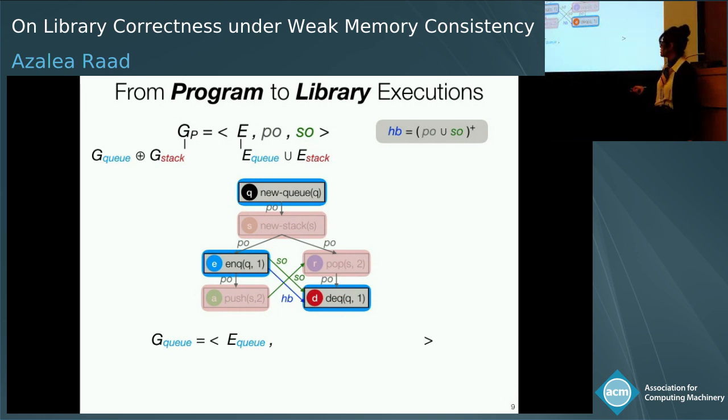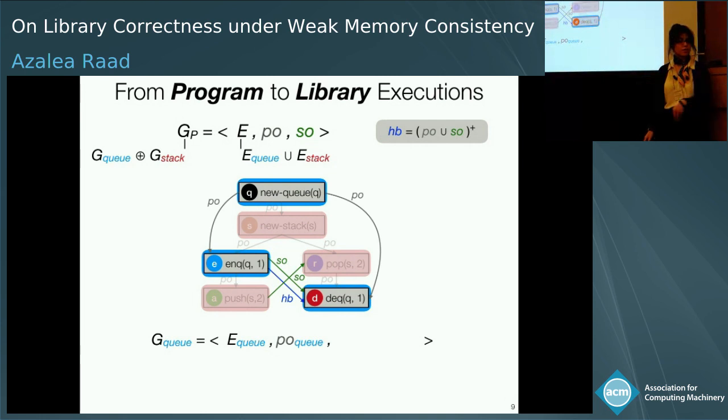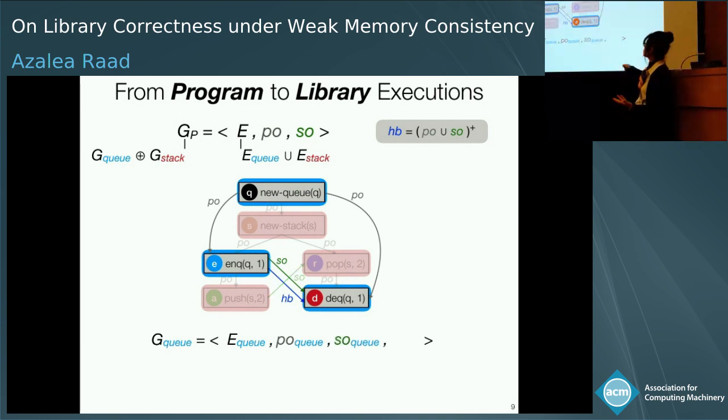So to project it to the queue part, I'm going to just take the blue events and ignore the red events. And I will do the same thing for the PO part. I'm going to say only consider the PO edges that are between the queue events. And similarly for SO, only consider the SO edges that are between blue events. For instance, ignore this SO between the stack events.